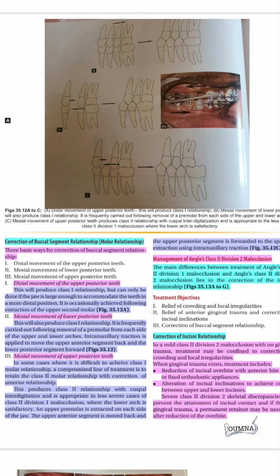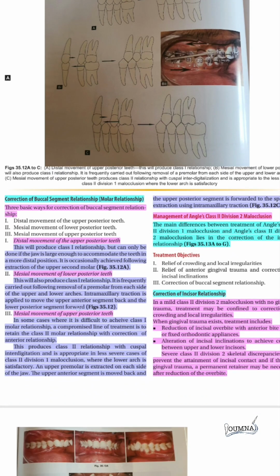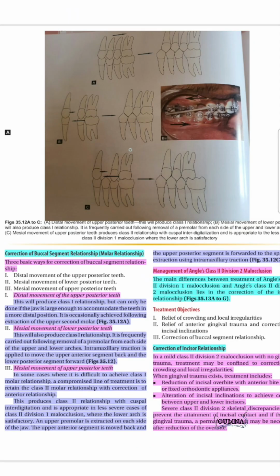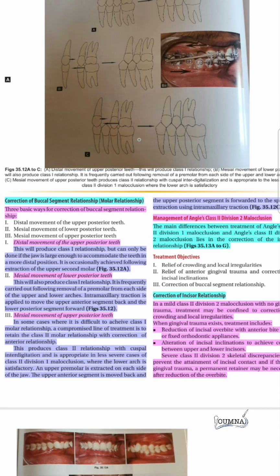The second choice is doing mesial movement of the lower posterior teeth, and this will require movement in both arches. We remove the premolar from each side of the upper and lower arches. Then we use an intramaxillary traction to move the upper anterior segment back and the lower posterior segment forward. Here we extract 4 premolars, and we get class 1 molar relationship.